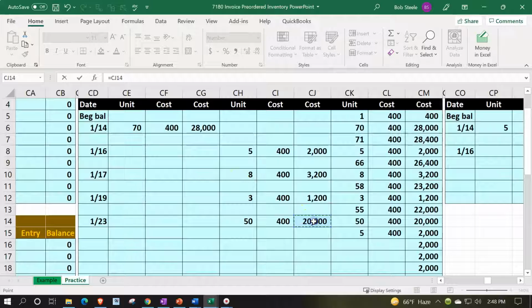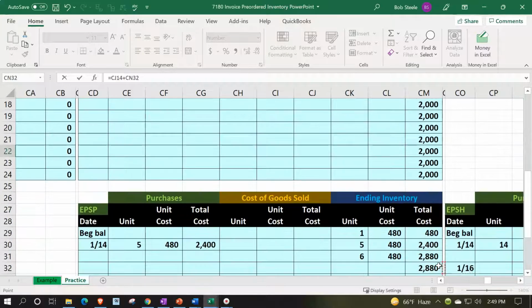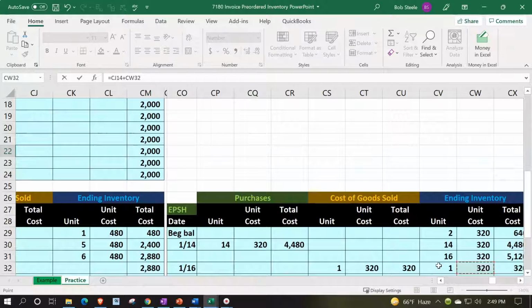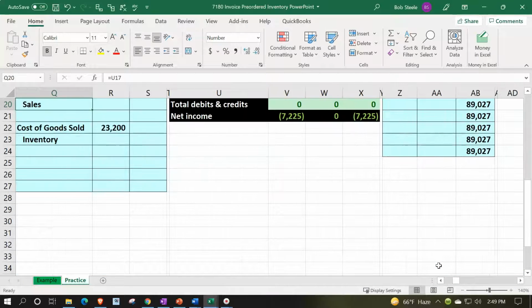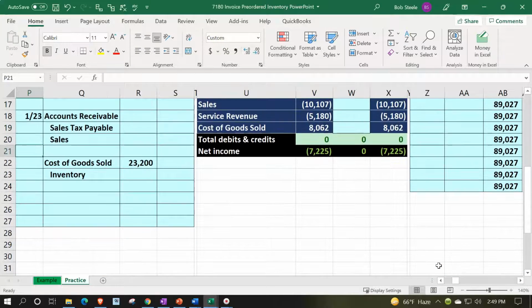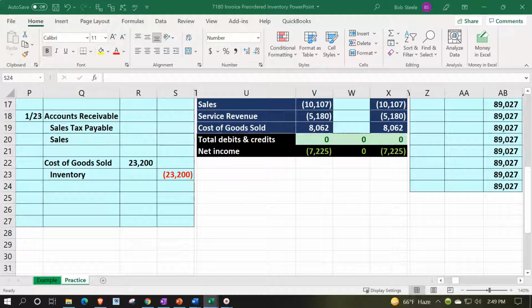But this will give you a little bit more detail to see where everything is being pulled from. Here it's the 20,000 plus, then down here on the EPSH, the 3,200, that should bring us up to that 23,200. Then the inventory is negative of that amount. So we've got the 23,200 there.